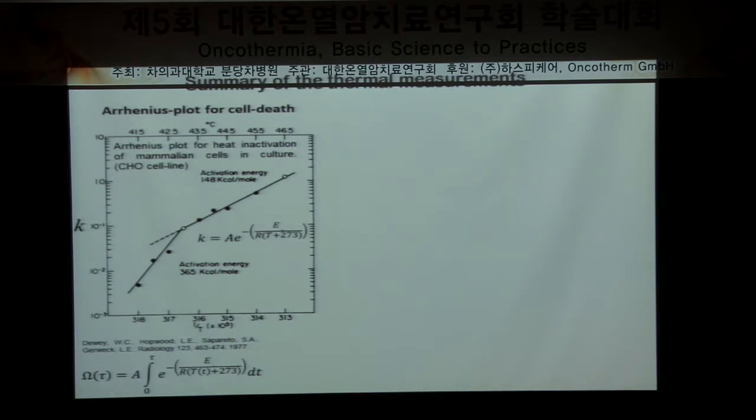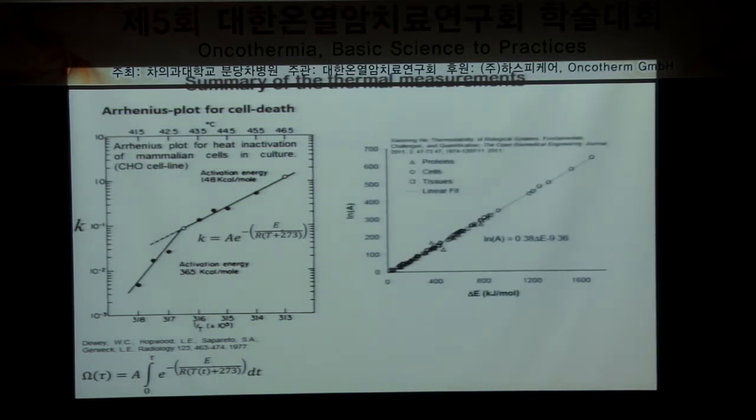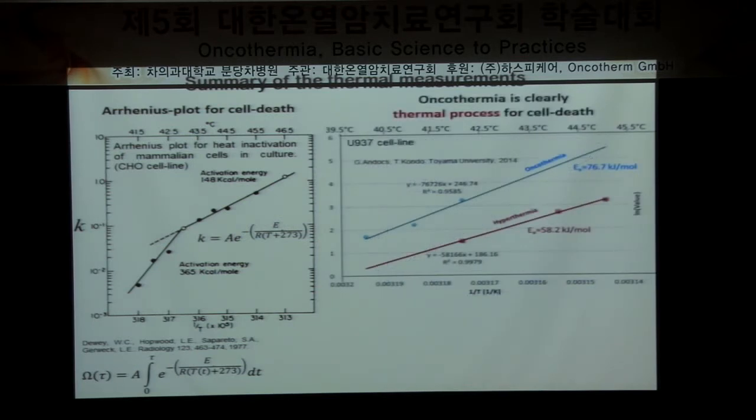Then let me study the Hyperthermia effect, so the temperature effect. We know it very well from the literature that the Arrhenius plot characterizes the real temperature effect. The Arrhenius figure is there, and we know from the literature that for proteins and cells and so on, A and E have a good correlation. This one, which we measured in this cell line in Toyama, shows that Hyperthermia and Oncothermia both satisfy the activation energy, so both are thermal processes, of course with different activation energies and different rates.